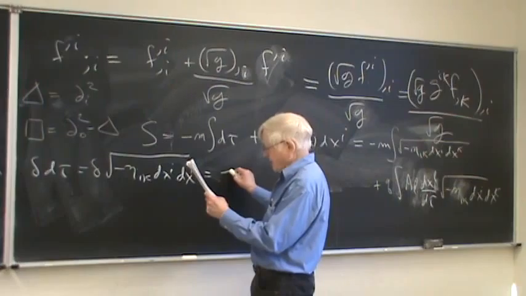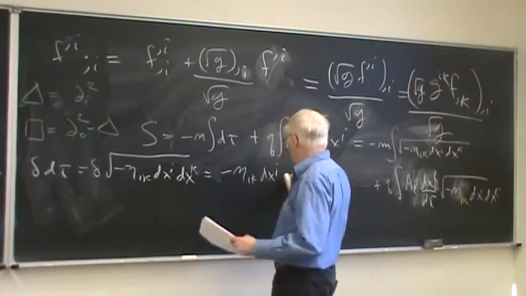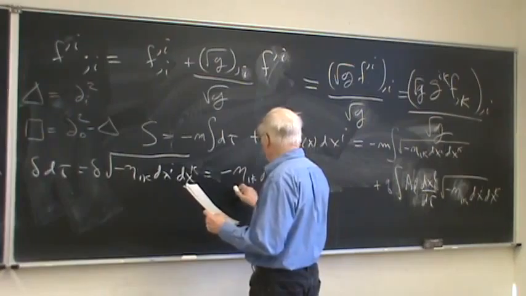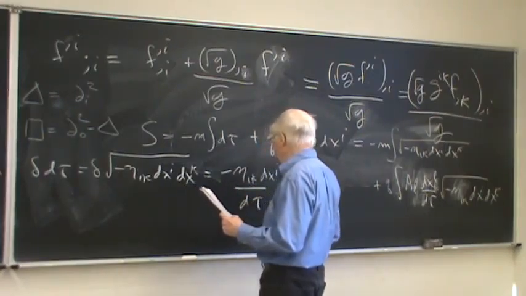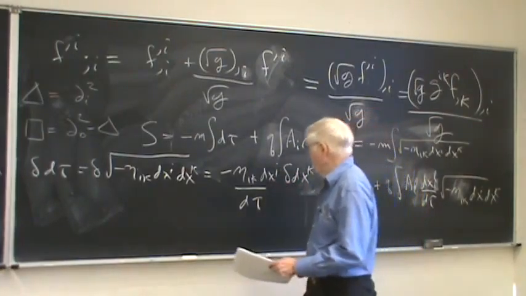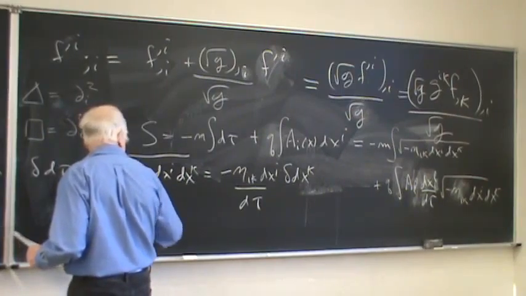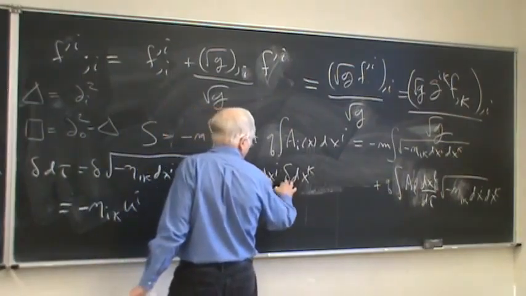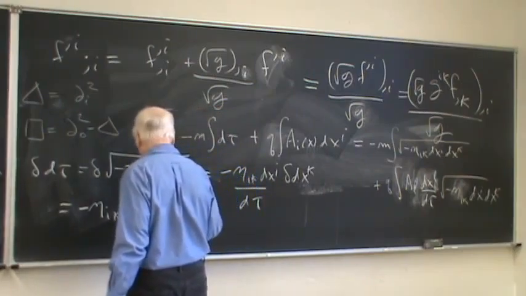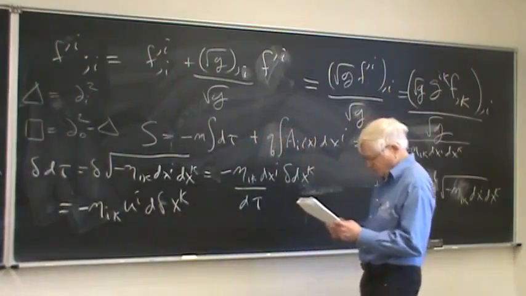And so this is then minus η_ik dx^i, the change in dx^k, and then what's down here is simply dτ. On the other hand, dx^i/dτ is u^i. And so this is minus η_ik u^i, and then the change in dx^k is d of the change in x^k. So this is d change x^k. So that's the expression there.